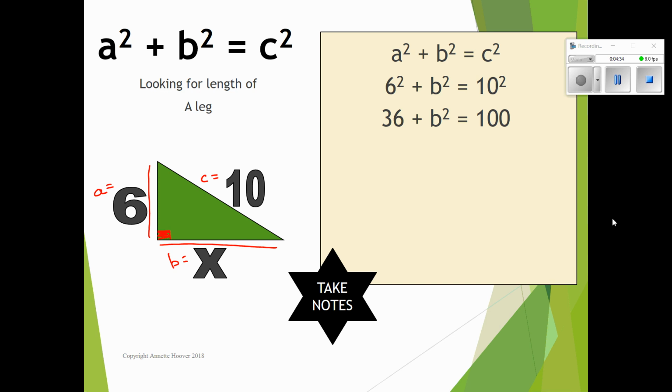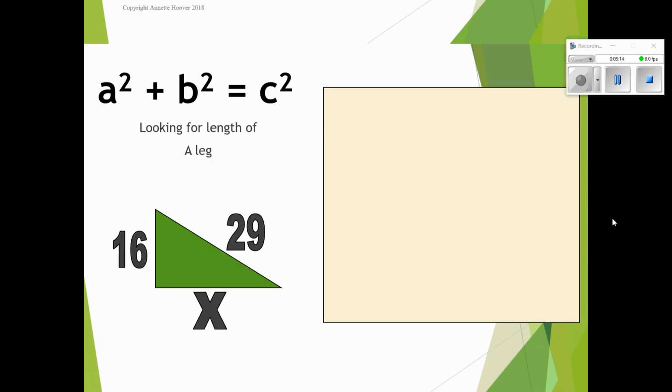Now, here's where we go back to solving for a variable. We want to get this variable by itself, so we're going to kick the 36 over to the other side. So we're going to subtract 36 from both sides. This is solving a one-step equation. When you kick him over to the other side and you subtract 36 from both sides, you're going to have b squared is equal to 64, but we're not finished yet because we don't want to know what b squared is. We want to know what b is. So we take the square root of both b squared and 64, and we find out that the missing side is 8 units.